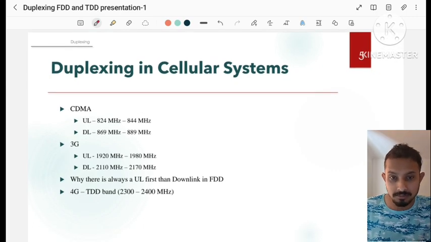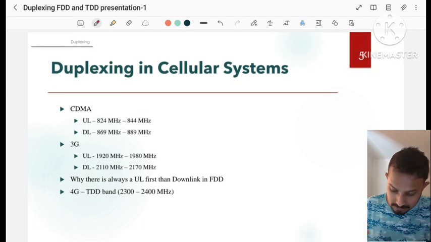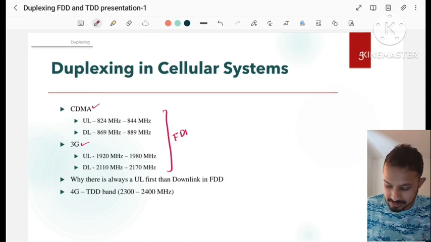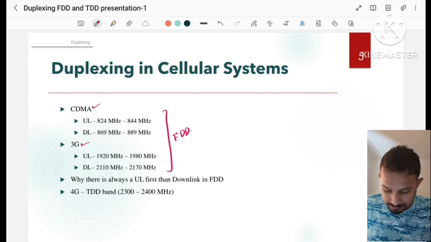So if we talk about some other technologies, for example, CDMA and 3G, they both use FDD duplexing, whereas 4G uses a TDD band.